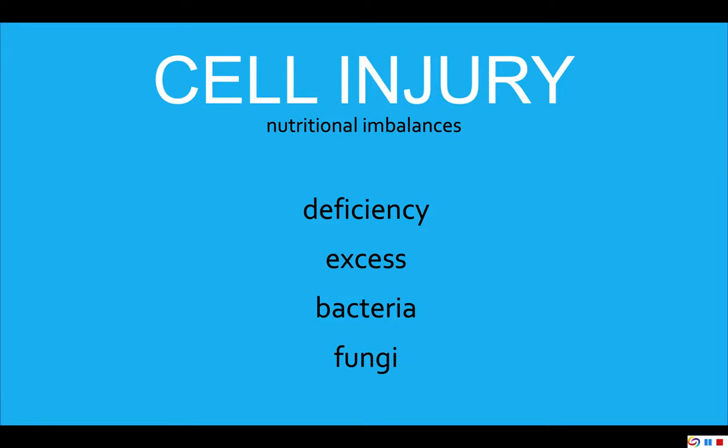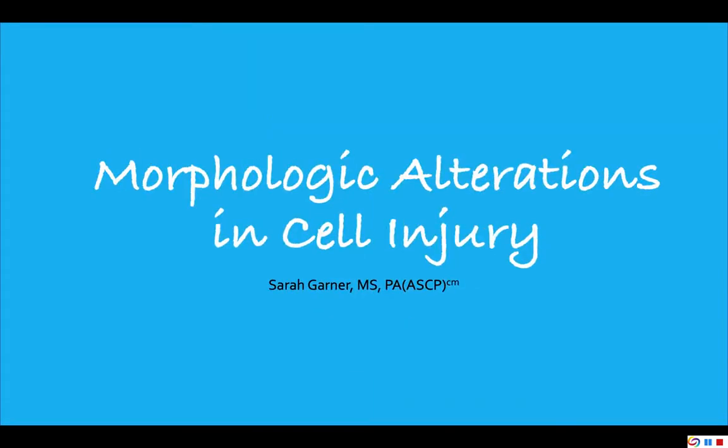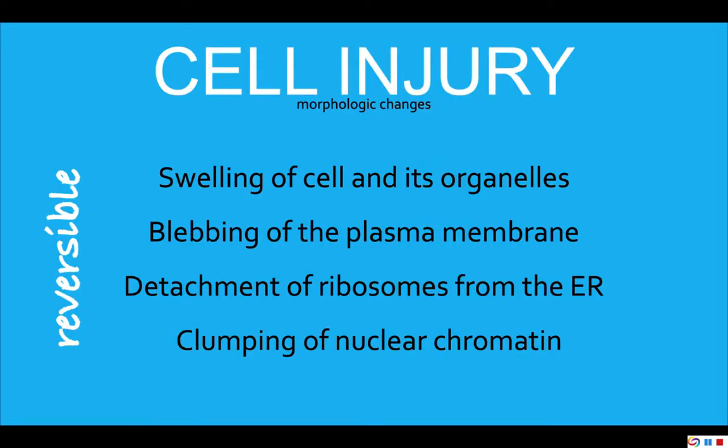All of these are going to cause cell injury, but then what are the actual morphologic changes that you're going to see in cell injury? We talked about some of these when we talked about reversible versus irreversible cell injury. So, reminder, reversible injury, here are some of the morphologic changes you can see. Remember, the whole cell is going to swell, its individual organelles are going to swell, the plasma membrane is going to start to bleb, some of the ribosomes are going to be detached from the endoplasmic reticulum, and you'll see clumping of the nuclear chromatin. There are two main light microscopy features that you're going to be able to see when a cell is injured but it's still at that reversible stage.